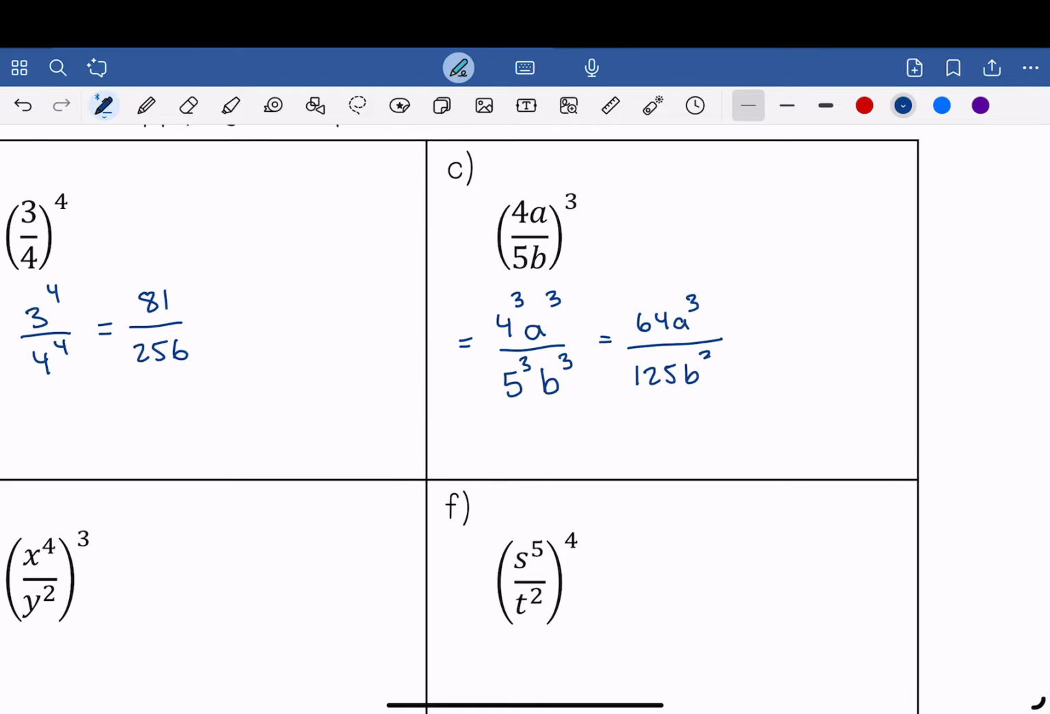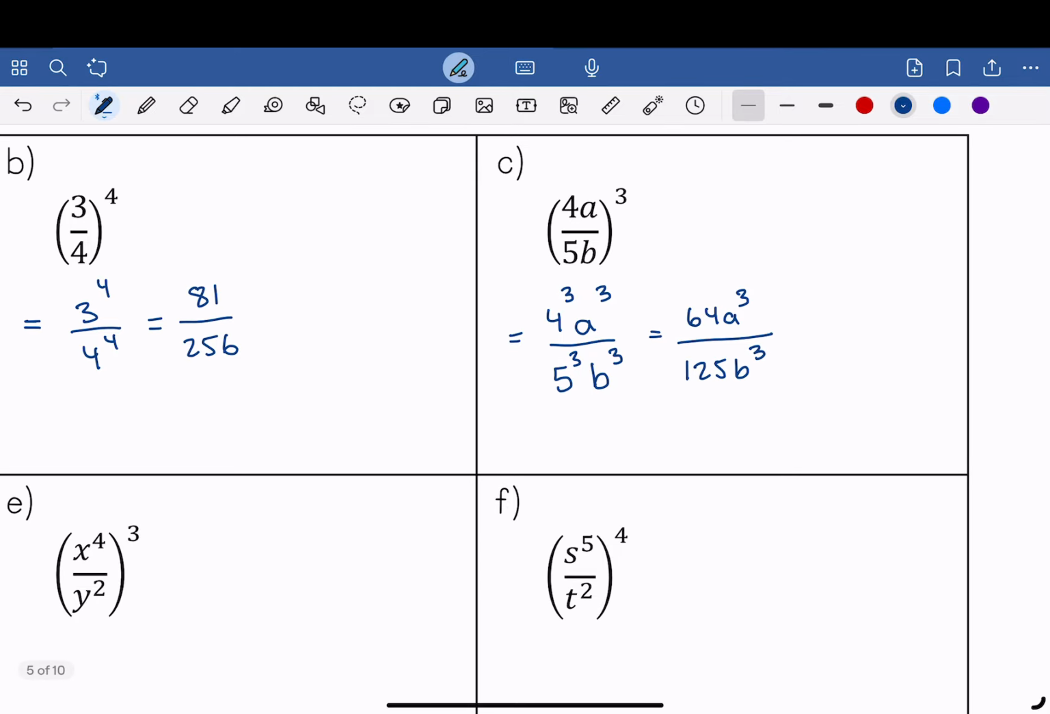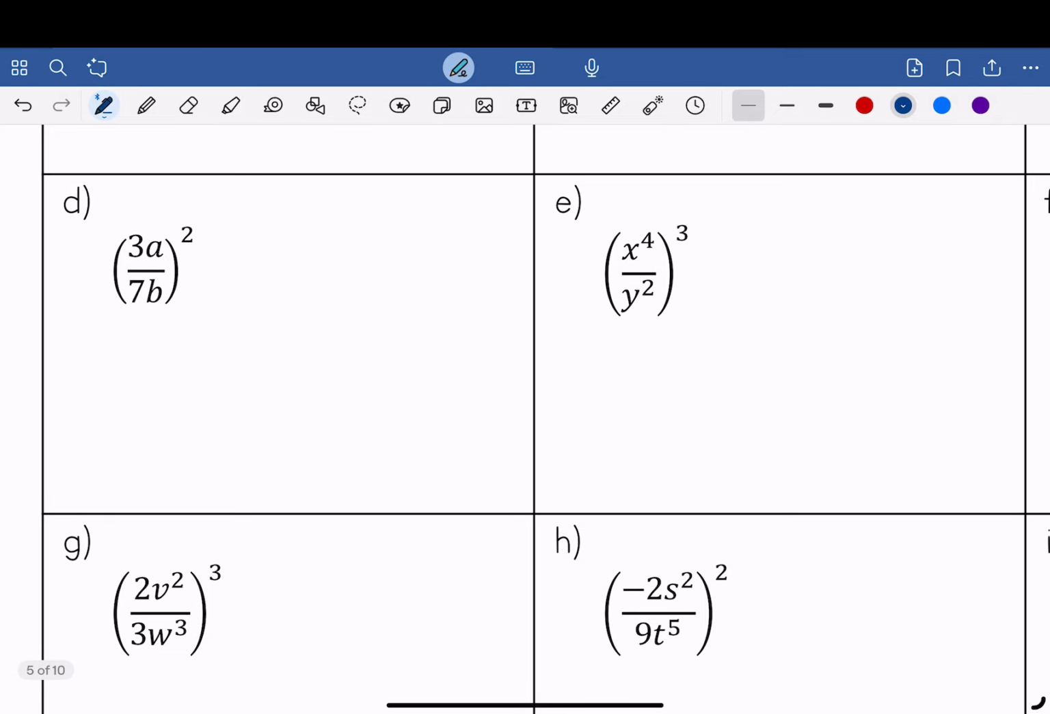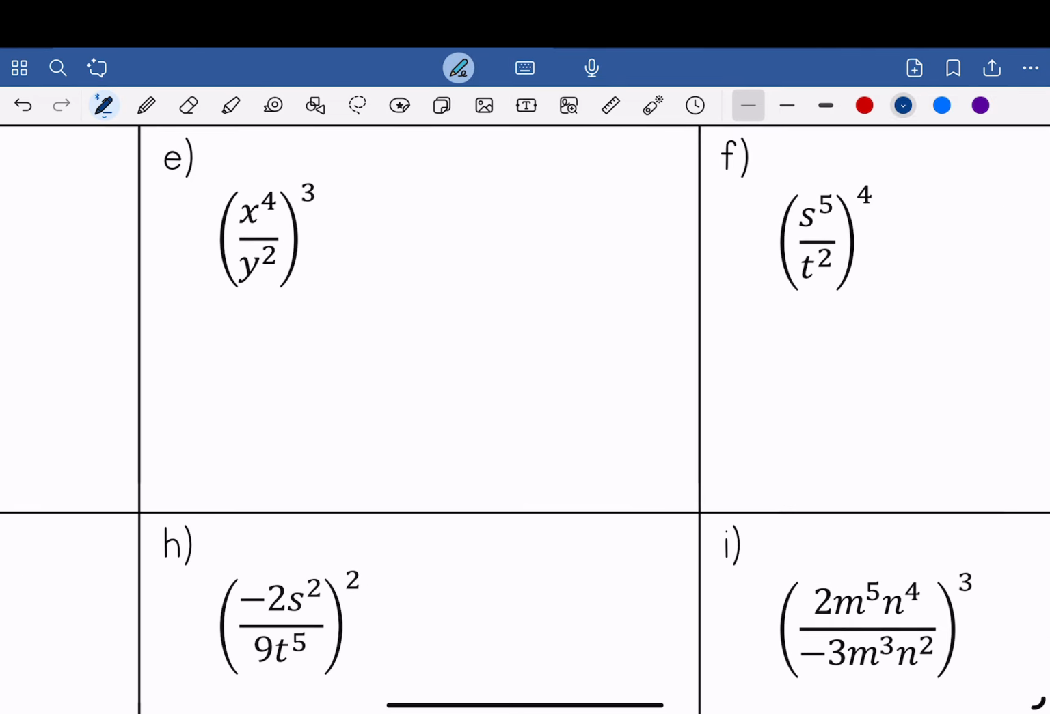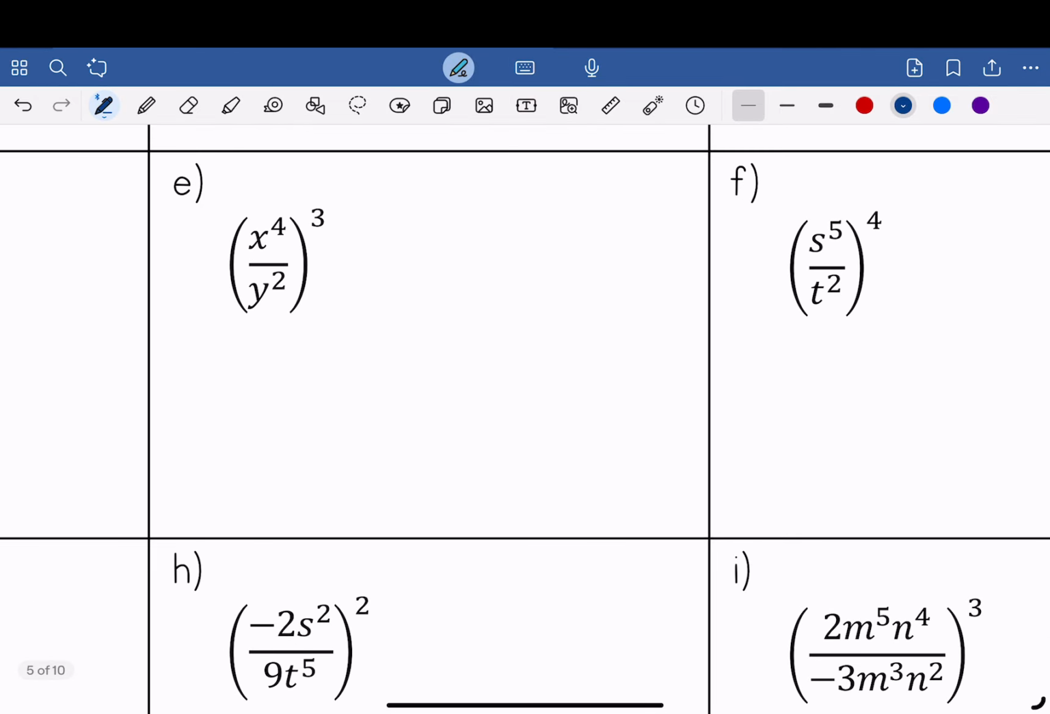B to the power of 3. So I'm going to scroll to question D. So it's very similar to the one we just did. Now let's look at example E. It's a bit different because we have a power within the brackets.